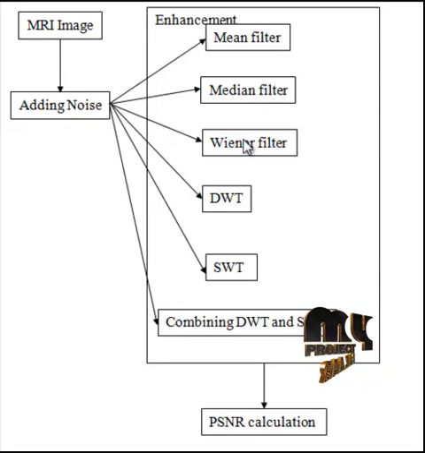Then we filter the noise in images using the Wiener filter. The Wiener filter is used to produce an estimate of a desired or target random process by linear time invariant filtering of an observed noise process. The Wiener filter minimizes the mean square error between the estimated random process and the desired process. It is assumed to have knowledge of the spectral properties of the original signal and the noise. It seeks the linear time invariant filter whose output would come as close to the original signal as possible.